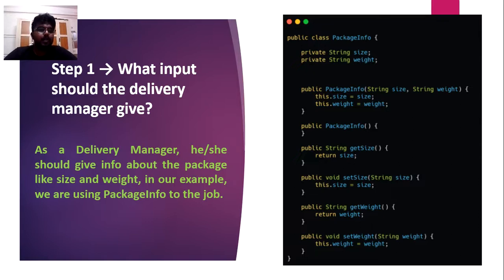Now let's talk about a scenario in which we'll be looking at a delivery management system. For a delivery management system, we'll need a delivery manager. Step one is that the delivery manager gives us an input. He or she should give some information about the package, like the size of the package, the product number, or the weight. In our example, we are considering the package info to do the job. So we'll be creating a package info class which takes constraints like size and weight, so we'll be getting the size and the weight of the product that we are transporting.